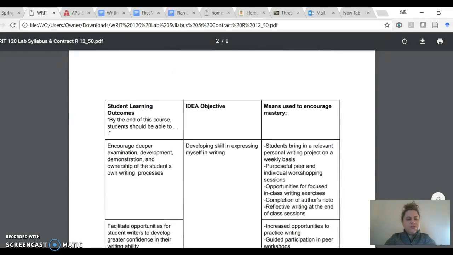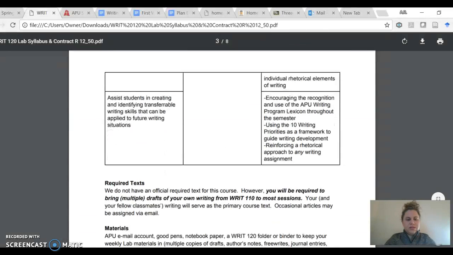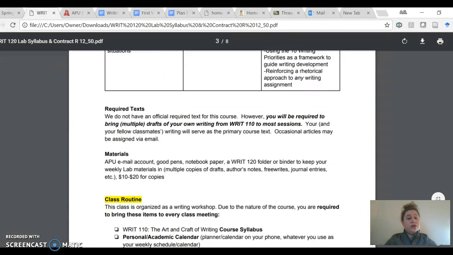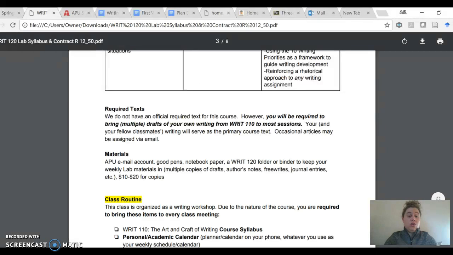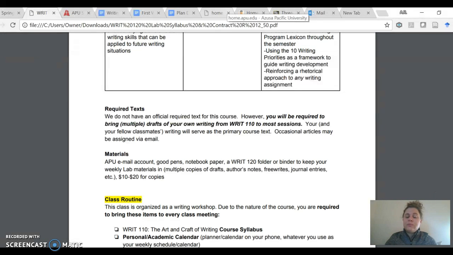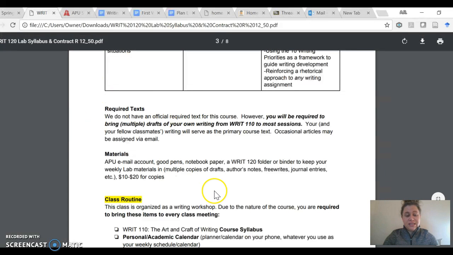the objectives, student learning outcomes, required text. There is no text you need to buy for this class. However, you are going to be bringing in multiple copies, drafts of other assignments for working on it in class, doing peer critiques, dissecting prompts, talking about expectations or needs. What is the teacher really asking? Like workshopping that sort of stuff. And you will have to bring in your 110 textbook from time to time. You'll always know ahead of time. Nothing you need to buy for this class.